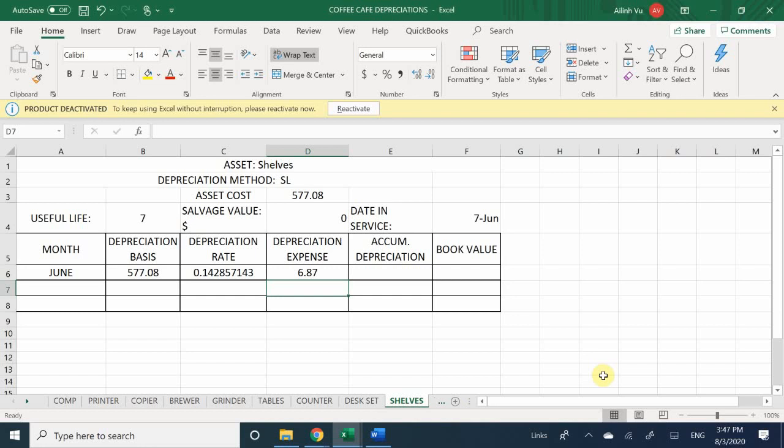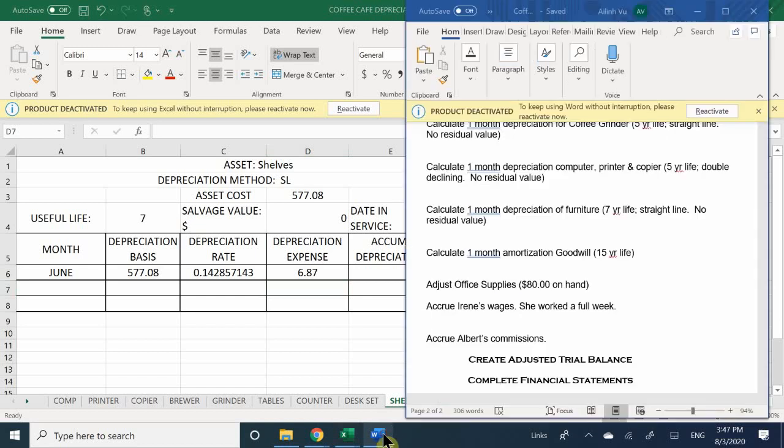Stop there for just 1 second, because I'm trying to put these numbers down. We're going to journalize this together. We do have Goodwill, and we will journalize that too. So let's go ahead and calculate the Goodwill real quick. Calculate 1 month's amortization of Goodwill for 15 years.